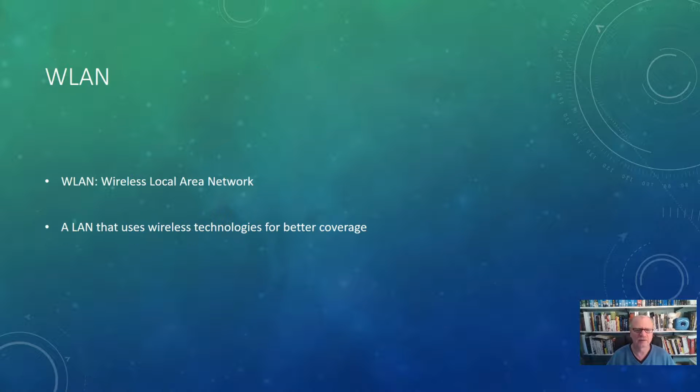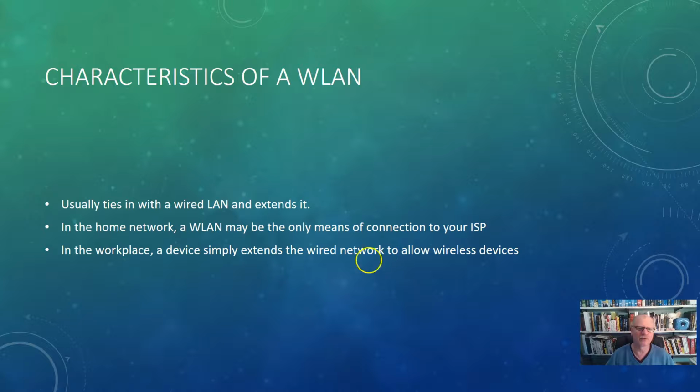So that's a CAN. Now WLAN, or Wireless Local Area Network. This is typically just an extension of a LAN, but it is possible to have an entire network that is only wireless. And then there are other times when you have a wireless network which is really just an extension of a wired network. And we're going to look at both of those right now. So typically these are usually just extensions of a LAN. But in the home network, the wireless LAN might be the entire network. In other words, you have a wireless local network.